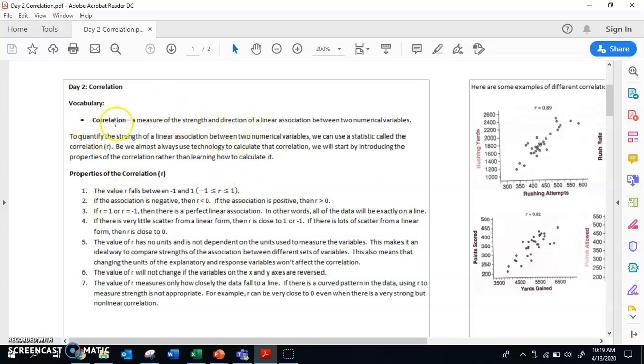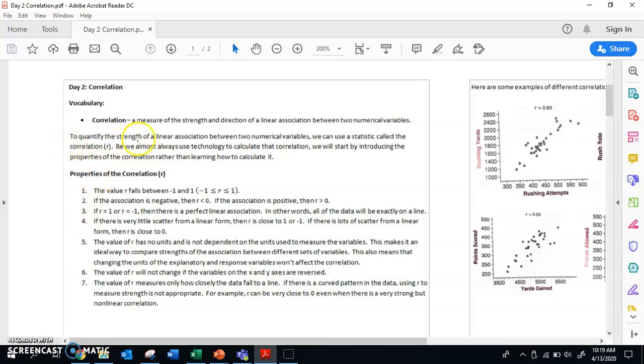So first thing is correlation is a measure of the strength and direction of a linear association between two numerical variables. So in day one notes, we talked about scatter plots, how to graph a scatter plot both by hand and on your calculator. And what we noticed was that there is sometimes a correlation between these two numerical variables. So the first thing we want to do is we're going to go over a little bit of vocab, okay?